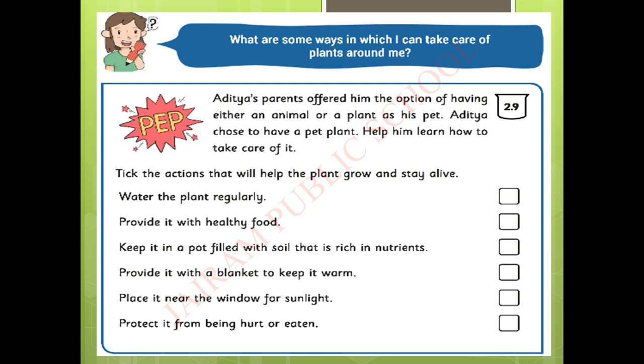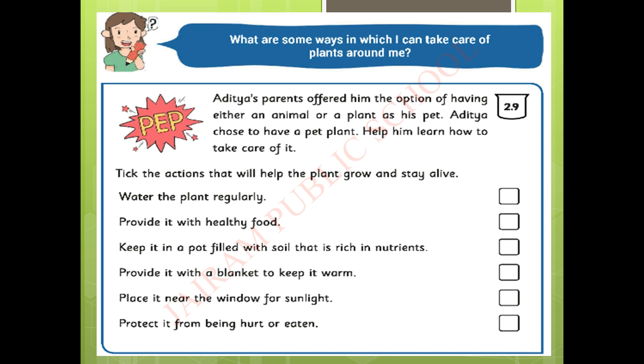So what happens? Aditya's parents are offering him a pet. Either it is an animal or a plant. So this can be selected by Aditya. He has chosen to have a pet plant. Now come on children, let us help him take care of the plant. Here the activity given is: tick the actions that will help the plants grow and stay alive. So we need to tick the correct actions for the plant to stay alive.